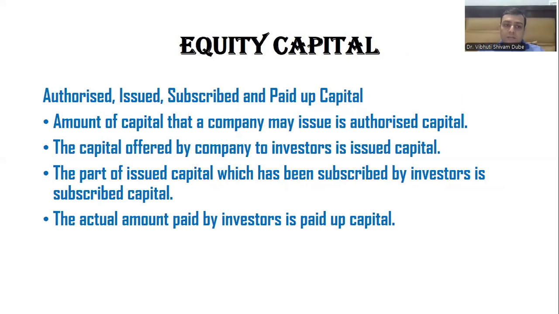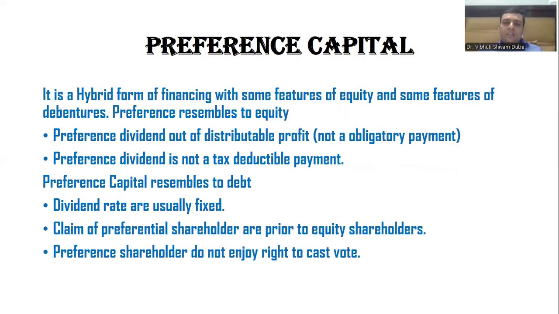Next is equity capital. Equity shareholders, as we all know, are considered the owners of the company. They are mainly classified into authorized, issued, subscribed, and paid up capital. The amount of capital that a company may issue is authorized capital. Capital offered by a company to investors is issued capital. The part of issued capital which has been subscribed by investors is subscribed capital, and the actual amount paid by investors is paid up capital.